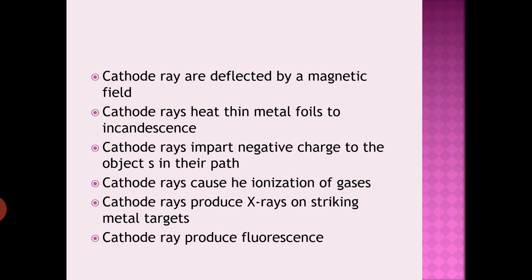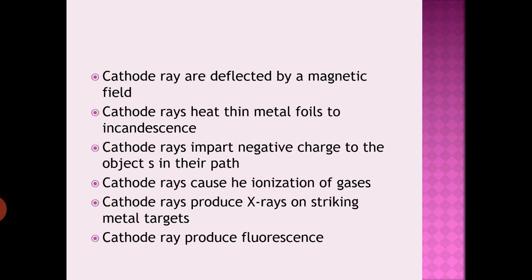Now what is the next? Cathode rays are deflected by a magnetic field. So when a magnetic field is applied, the cathode rays are deflected toward the north pole of the magnet.